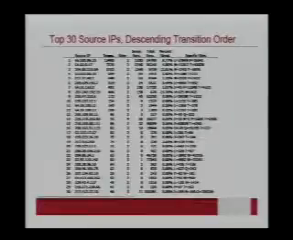This is the same data again, this time sorted by the number of transitions. The top one on here did 13,492 transitions. That means that it went from one JRoot server to another JRoot server 13,000 times within a 24-hour period, which is pretty significant. And that was only 9% of them were simultaneous, but we'll see that there was a lot of activity.